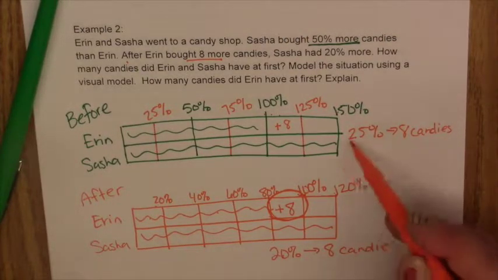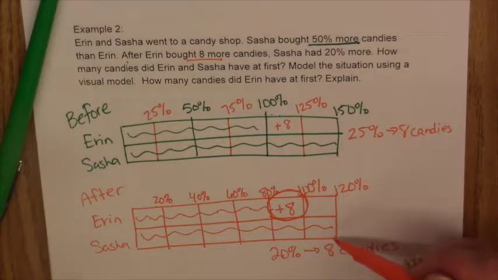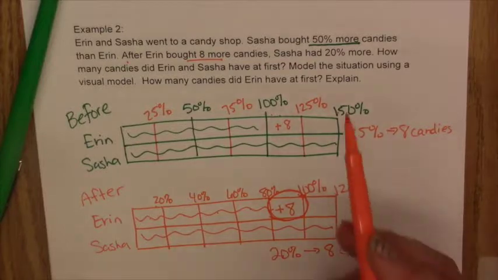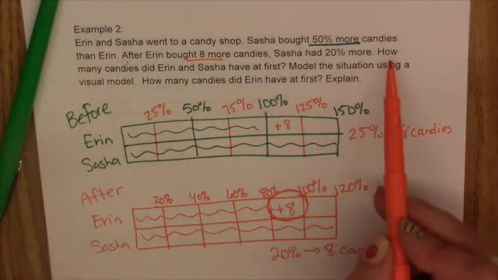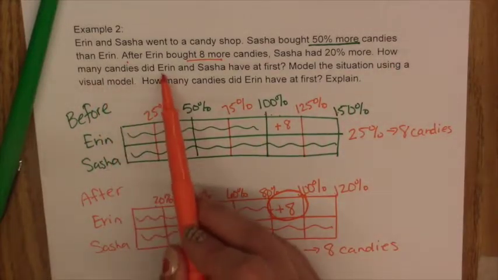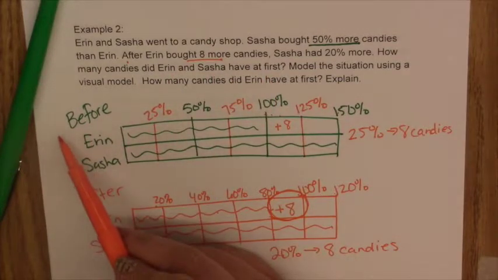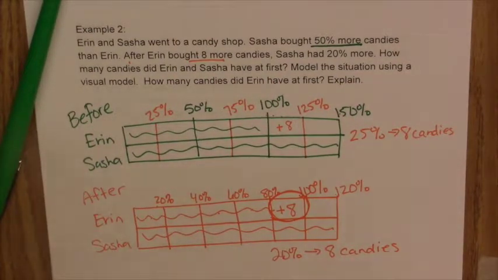So when we go to do our calculations, it doesn't matter which one we use, we just need to make sure we use the correct one, or use the same one, I should say. All right, so, how many candies did Aaron and Sasha have at first? So I'm going to look at my before line for this one.